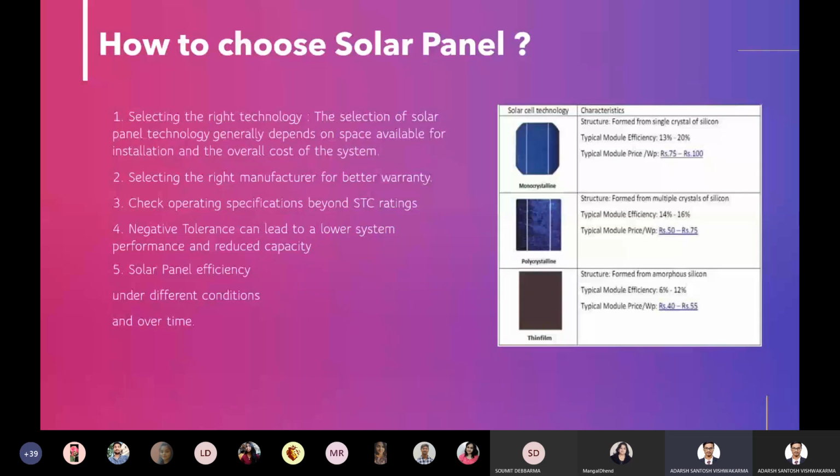Depending on the technology and the cost, it is very important to select the right manufacturer, because there are many manufacturers of solar panels, and some manufacturers also just import their products from some other country and put their label. So it is very important to buy solar panels from a reputed manufacturer and a reputed company, because it is a very long term investment, and the decision has to be made very carefully.